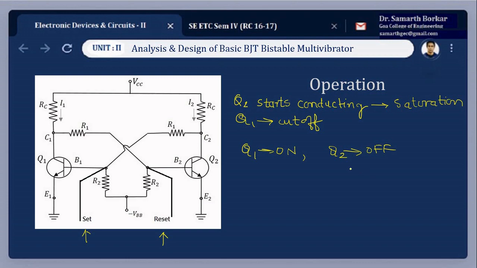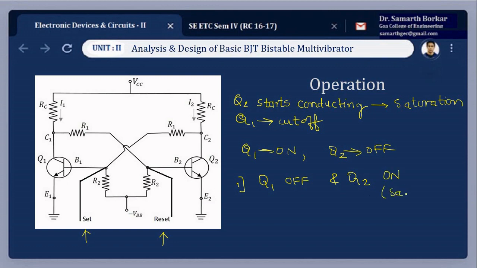The circuit remains in this second stable state even though we remove the applied pulse. It will remain in this state till another pulse is applied to the reset terminal. Thus the two stable states of the bistable multivibrator are: first, Q1 is off and Q2 is on.